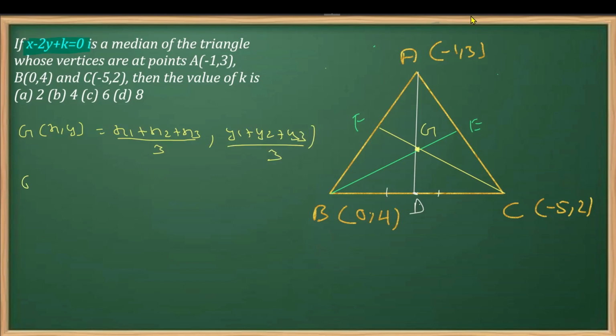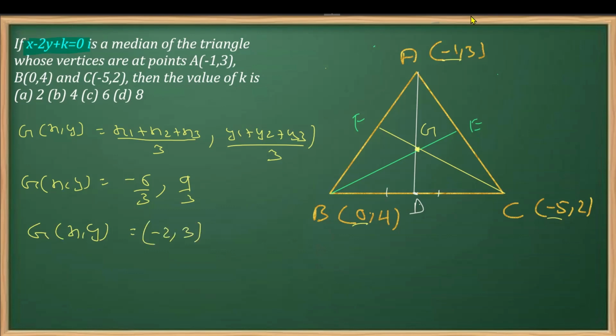Now if I plug in the values, the x coordinate is -1 plus 0 plus -5, that is -6 over 3. And its y coordinate is 3 plus 4, 7, plus 2, 9, that is 9 over 3. So the coordinates of the centroid G come out to be (-2, 3).